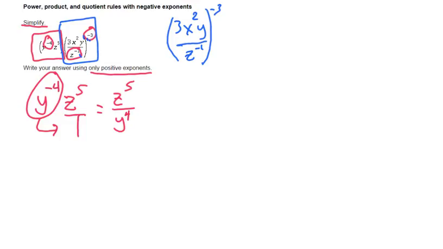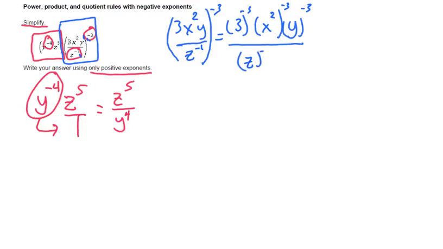And so each term in here gets raised to the negative third power. So that's 3 to the negative third power. If this is a negative number, you have to remember that the negative is also raised to the power. In this case, we don't have to worry about that because this is positive. X squared to the negative third power, y to the negative third power, all over z to the negative first, raised to the negative third power.